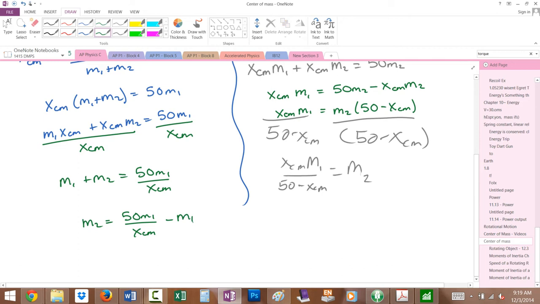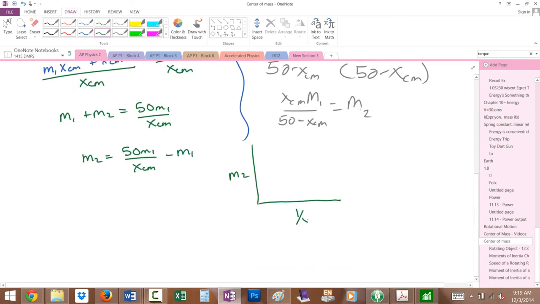So if I graph this, I can get a line. If I graph it cleverly, what am I going to graph to get a line? You're going to graph the mass you put on the end. That would be m2. m2 versus 1 over the location of xcm, measured from the end of the meter stick. Right. That's a good point. That's why we didn't get a line.